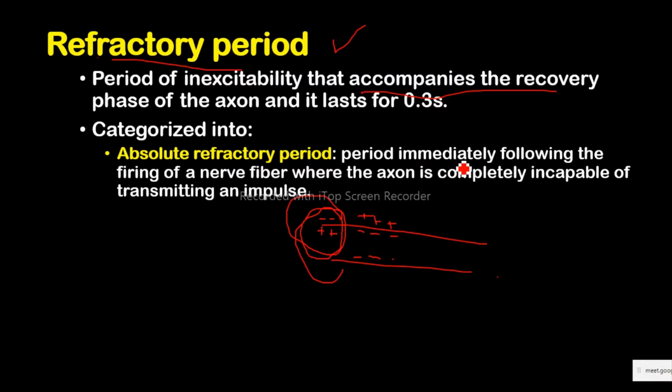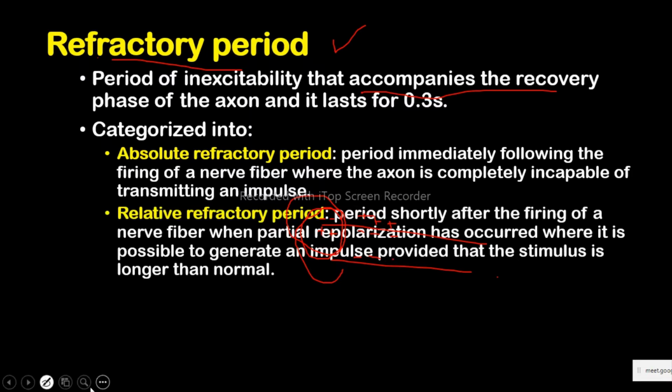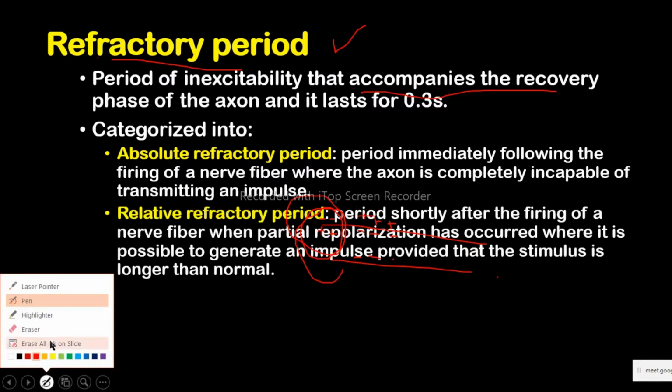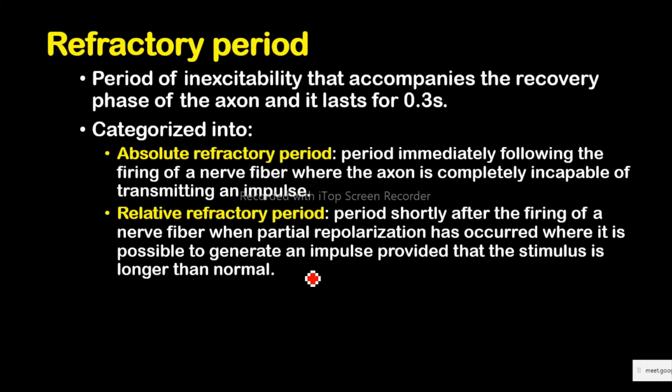So it is a period that immediately follows the firing of a nerve fiber, where an axon is completely incapable of transmitting a nerve impulse. Then another one is the relative refractory period. With this one, there is some excitability, that is, if the stimulus is strong enough. It is a period shortly after firing a nerve fiber, where partial polarization has occurred.